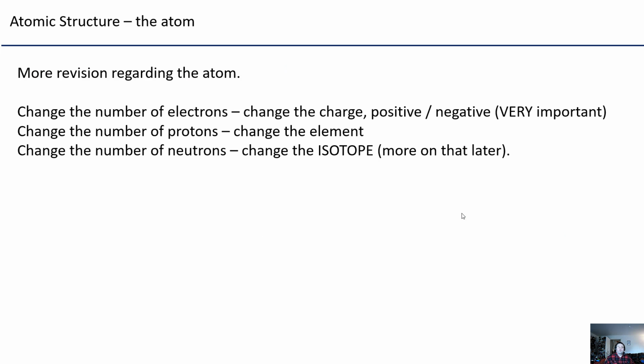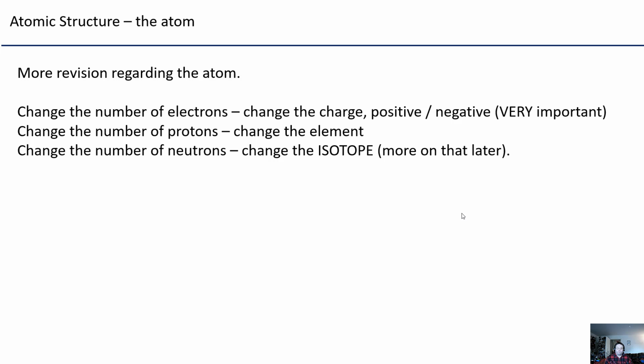Moving on. More revision as well, I'm afraid. So you've got electrons, protons, and neutrons. So why are these important, and what happens if we change some of them? Well, if you've got electrons, obviously, in an ideal world, the number of protons in the nucleus will balance the number of electrons orbiting the nucleus.